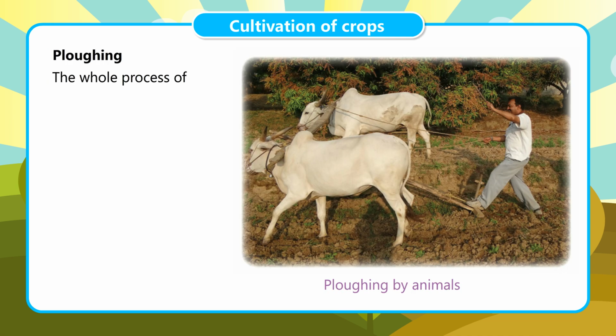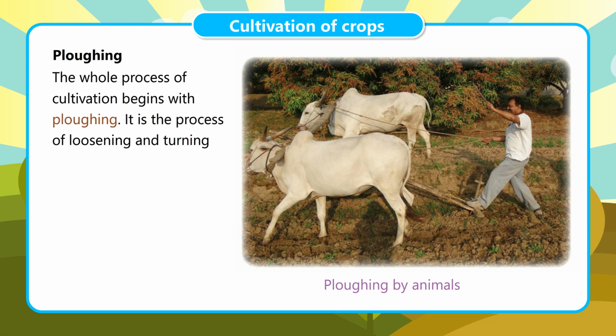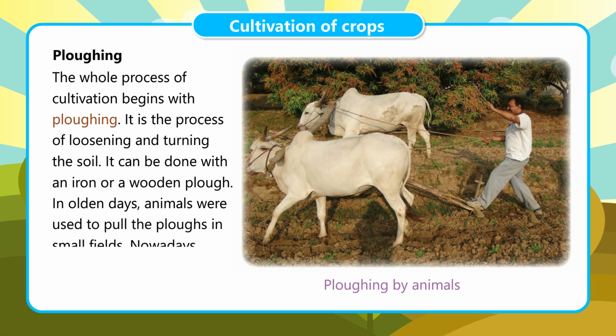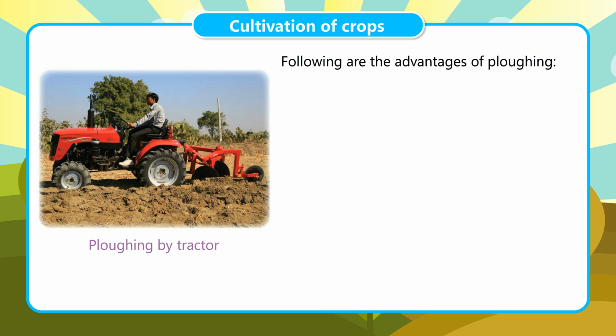Plowing. The whole process of cultivation begins with plowing. It is the process of loosening and turning the soil. It can be done with an iron or a wooden plow. In olden days, animals were used to pull the plows in small fields. Nowadays, plowing is done by tractors. Following are the advantages of plowing.